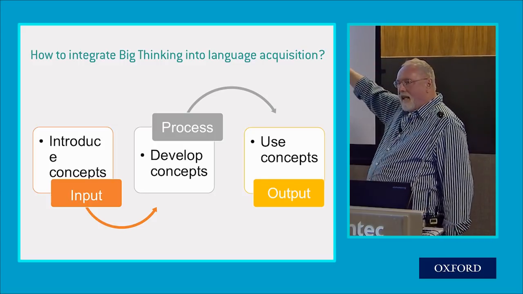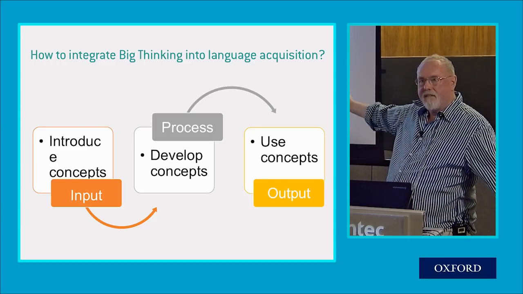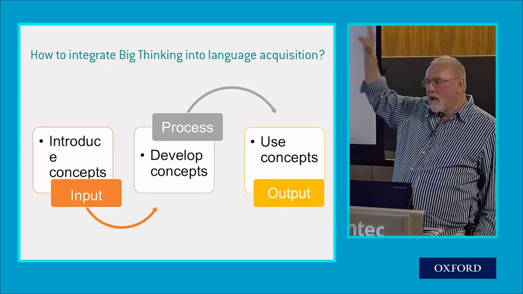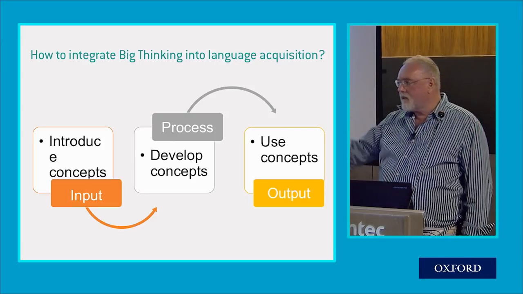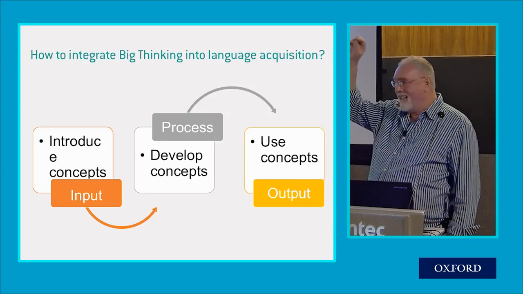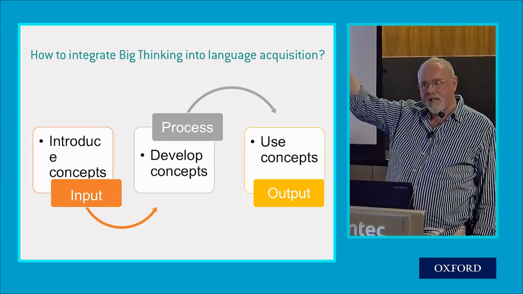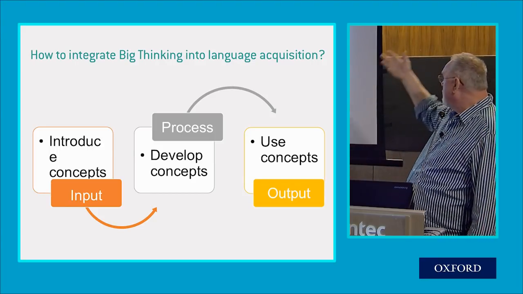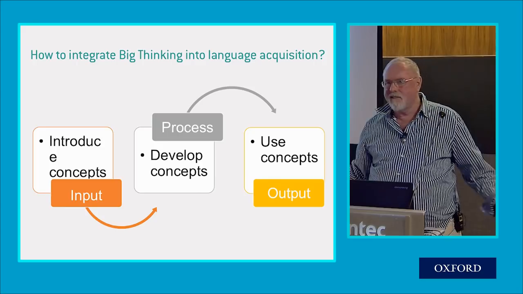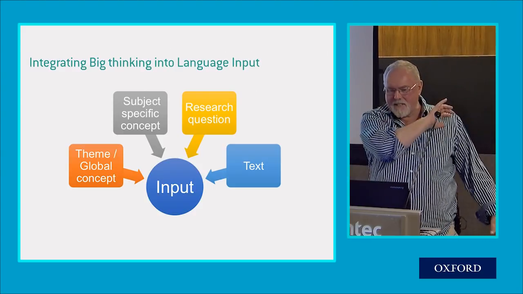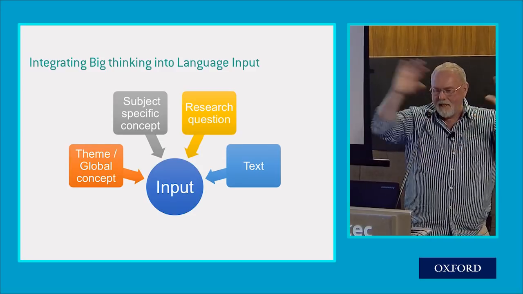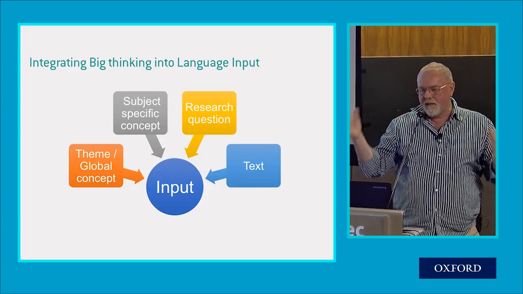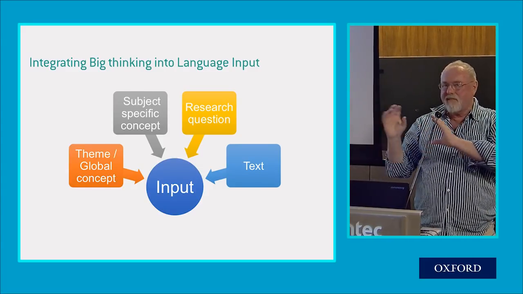Input, process, output, classic language acquisition. There's nothing very radical about this. But all I would say is, within the modules that you create, you can introduce the concepts. As we've said in our input, get in there, process them, and then output them. Now I'm going to use another food metaphor in a moment. Input: themes, specific concepts, research question, and then the meat of the stuff, which is the text.